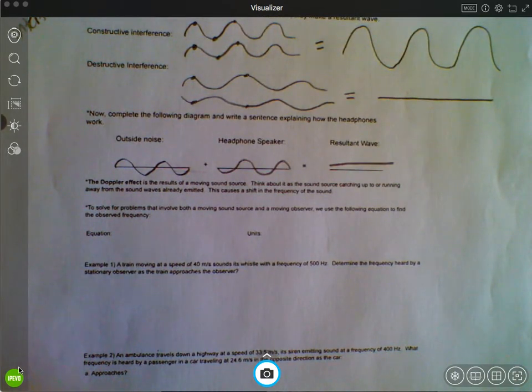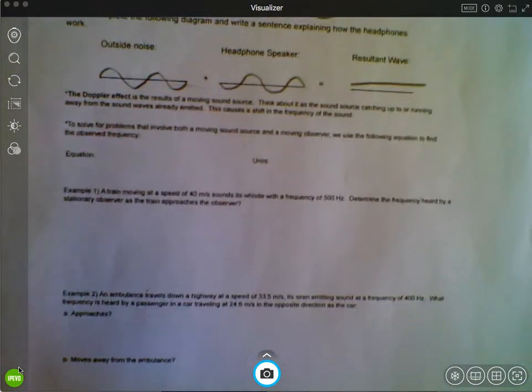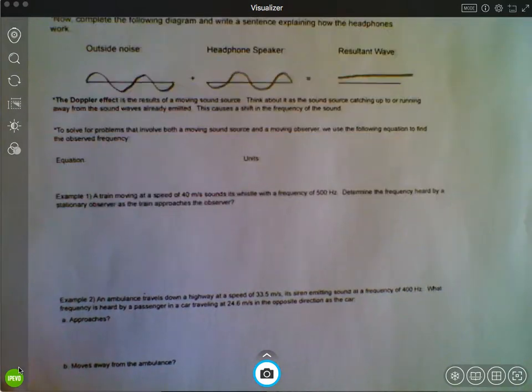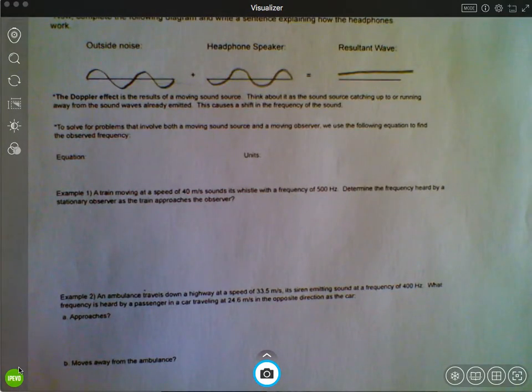Now, the Doppler effect is totally different, totally unrelated, okay? The Doppler effect is something that you have definitely heard of, or you've witnessed, but maybe you have not known what it was called, or maybe you did. The Doppler effect is the result of moving sound sources. Think about it as a sound source catching up to or running away from other sound waves, and this will cause a shift in the frequency of the sound. Frequency is pitch, okay, not loudness, pitch.